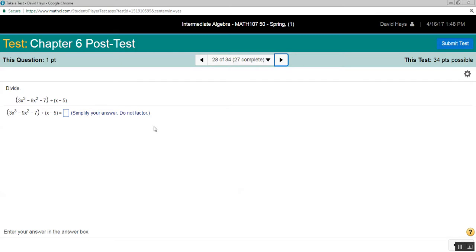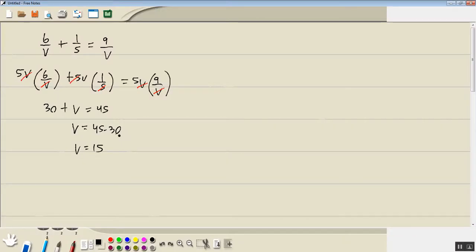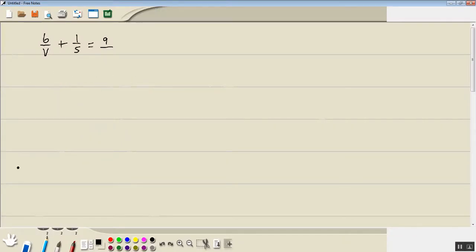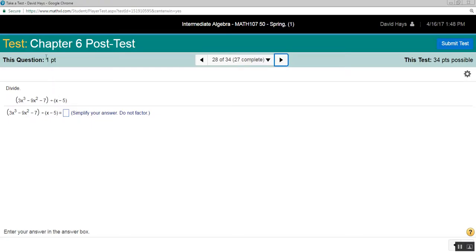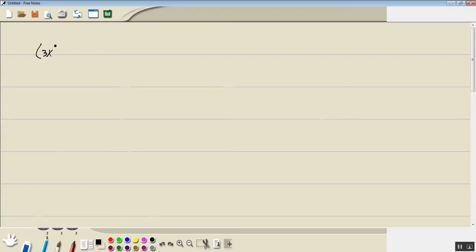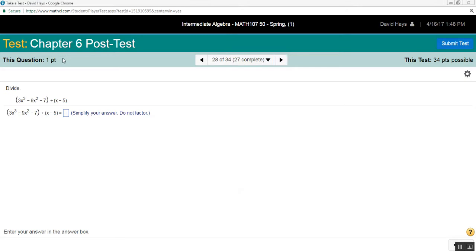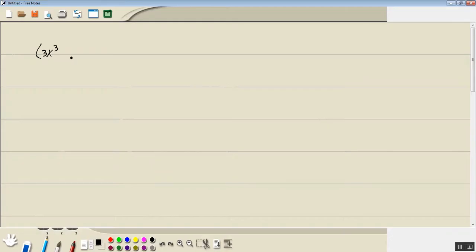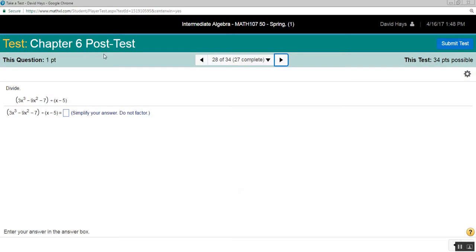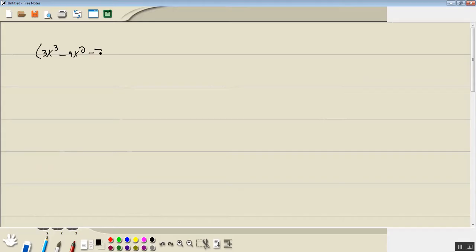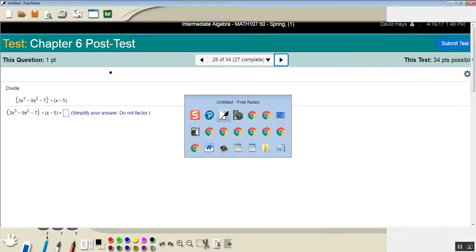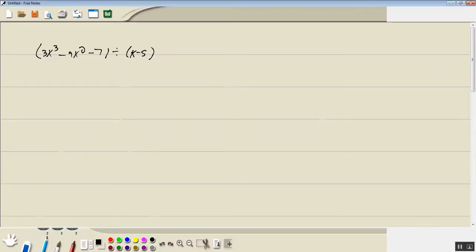Divide. Okay, this doesn't say anything about technique, so I'm going to use synthetic division. So we got 3x to the third minus 9x squared minus 7 divided by x minus 5. The reason why I can use synthetic division is because it's x minus a number. So first step, we'll set the x minus 5 equal to 0 and solve, and we get x is equal to 5.